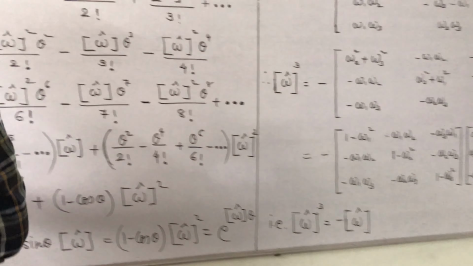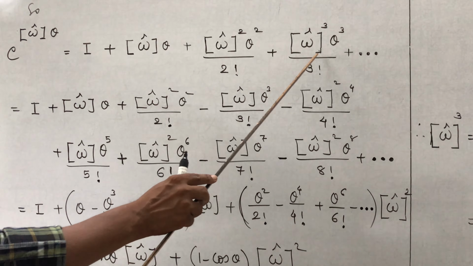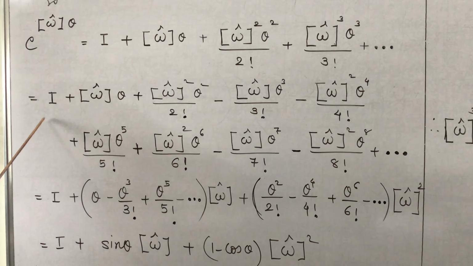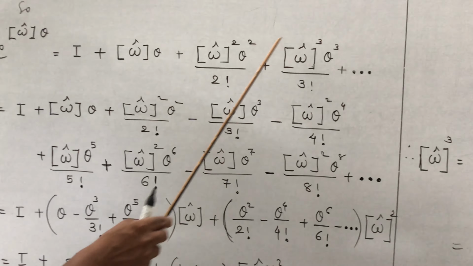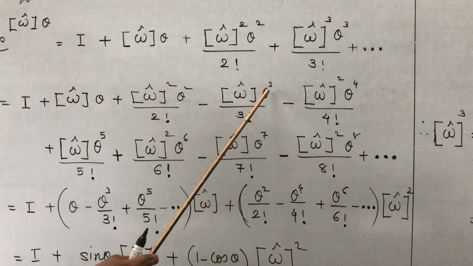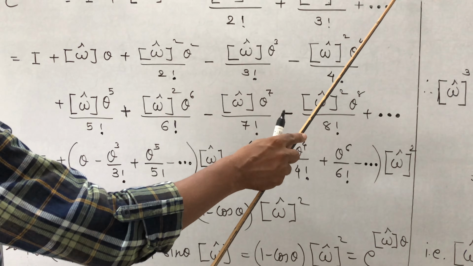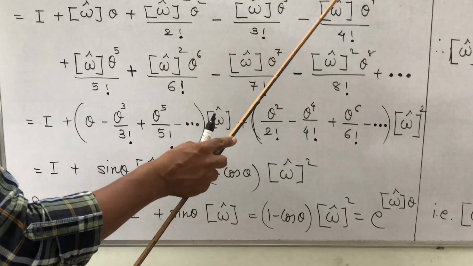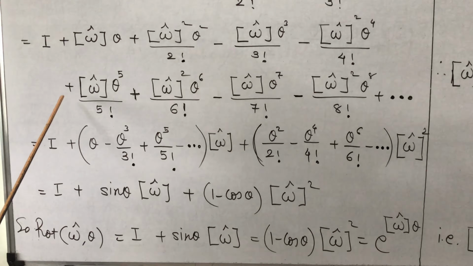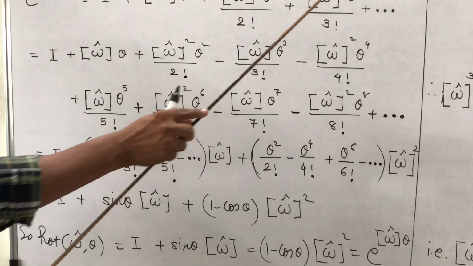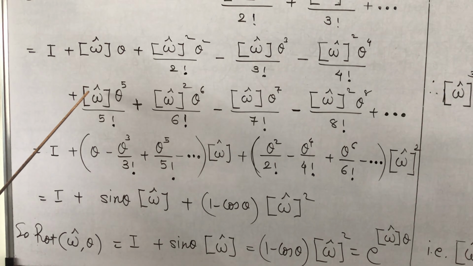Now see here, e raised to omega cap theta: this one, square, theta cube and so on. So I as it is, this one is as it is, this one is as it is. But omega cap cube is minus omega cap. We have already studied into theta cube by 3 factorial. Then after omega cap cube, omega cap raised to 4, theta raised to 4 upon 4 factorial. But omega cap raised to 4 is minus omega cap square into theta raised to 4 upon 4 factorial. Plus a further term, omega cap raised to 5, theta raised to 5 upon 5 factorial. But omega cap raised to 5 is omega cap.